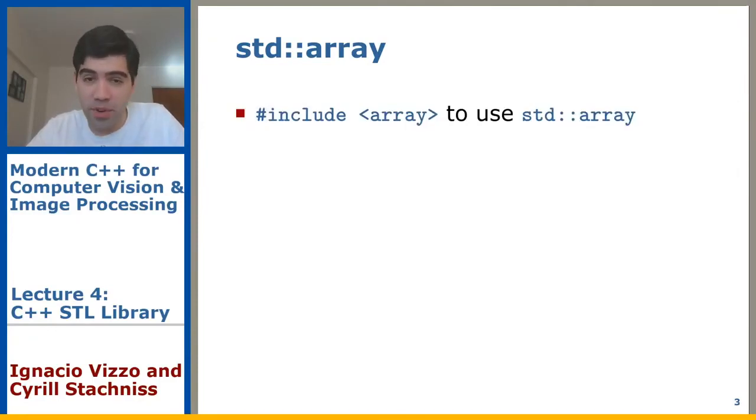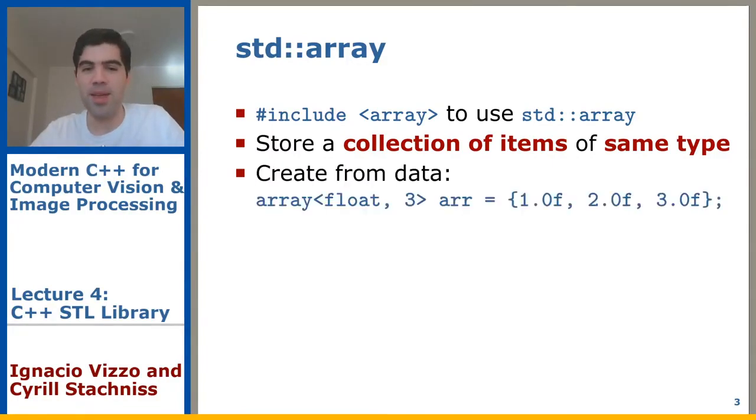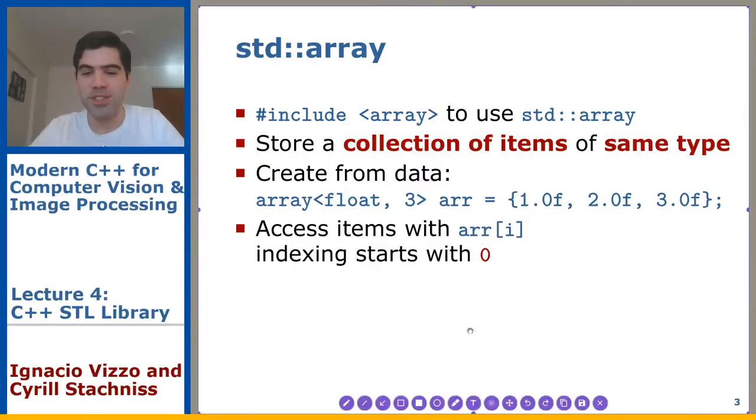As a recap for arrays, you need to include this header file in order to use it. Then you will store a collection of items of always the same type. Remember, don't mix the types. You will get a compilation error, so it's not really unsafe; you will not be able to do it. Then this is how you create an array from data, and how you access elements with the square bracket operator. As in any other programming language, the indexing starts with 0.